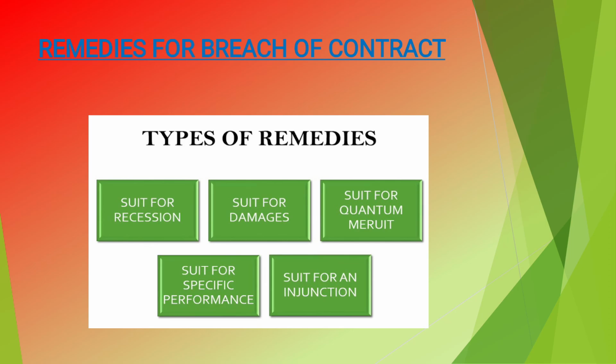Then the fourth one is suit upon quantum meruit. Quantum meruit means as much as you earn. So in that sense, the payment to be made to the exploited party in proportion to the work done or in proportion to the amount earned by the other party who is exploiting the other one. This is like the compensation to the injured party.